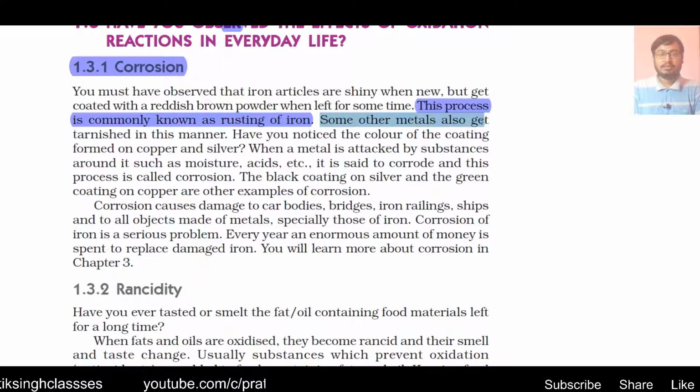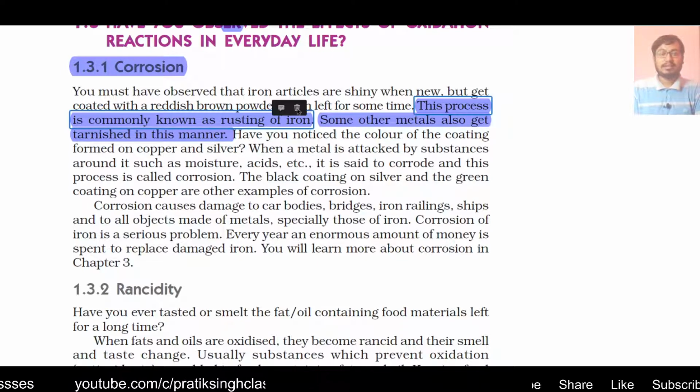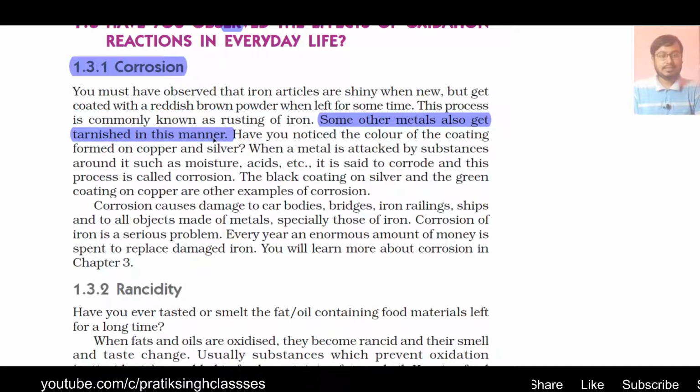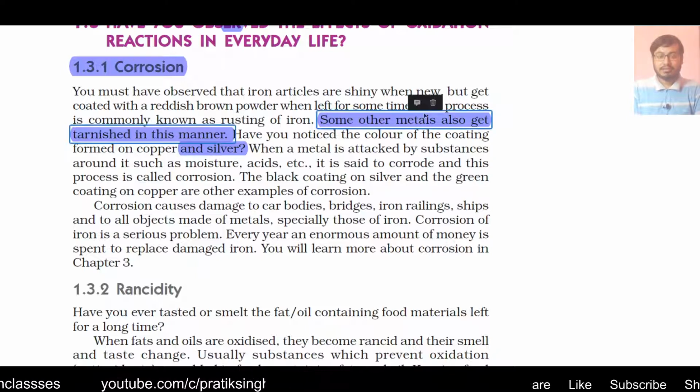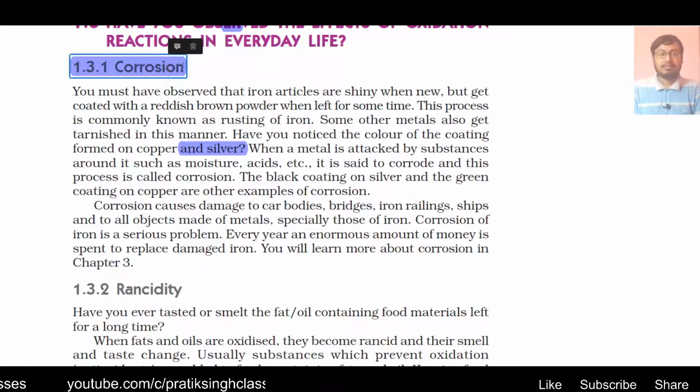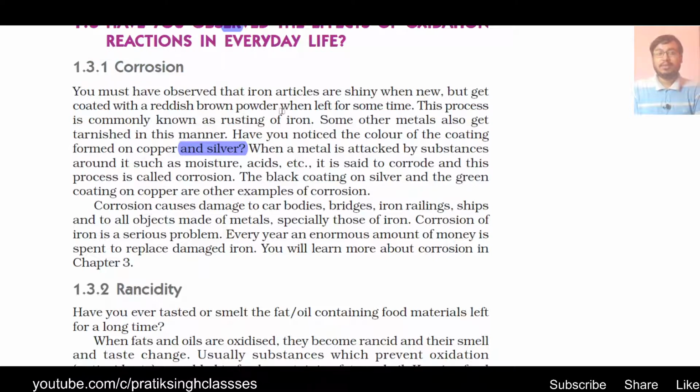Some other metals also get tarnished in this manner. Tarnished means the color changes, the luster changes, as well as the particle or material decays. Have you noticed the color of the coating formed on copper and silver? As I said earlier, the color of silver articles or copper articles also changes.